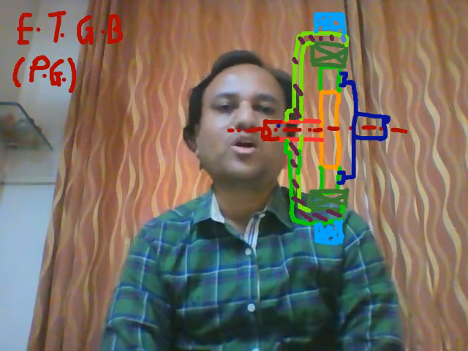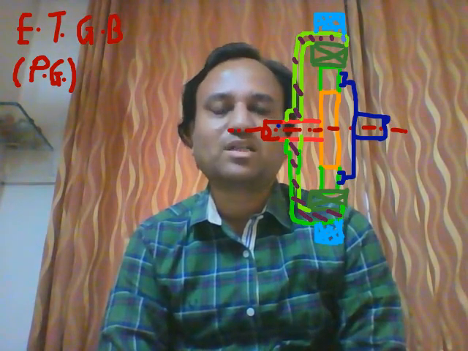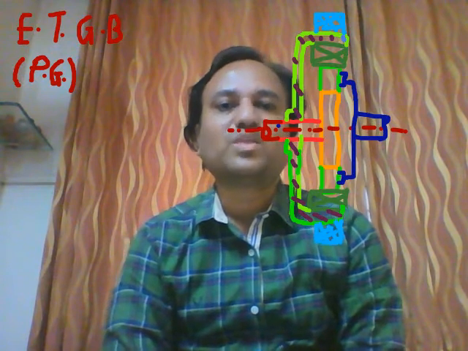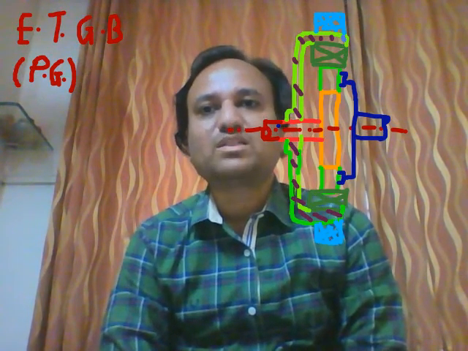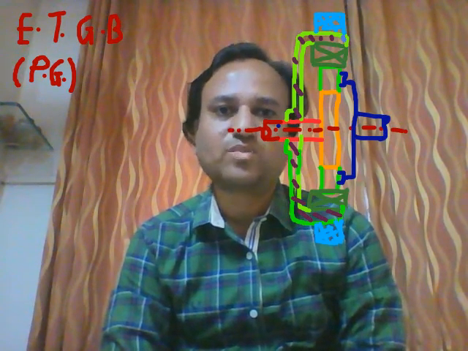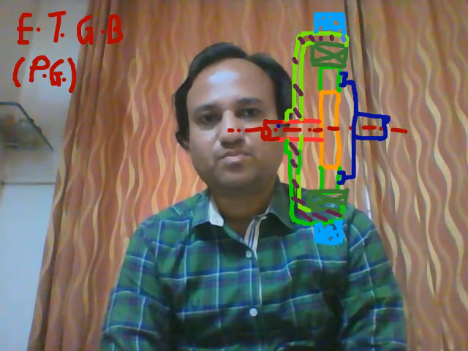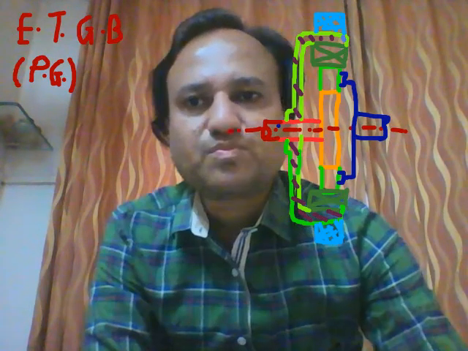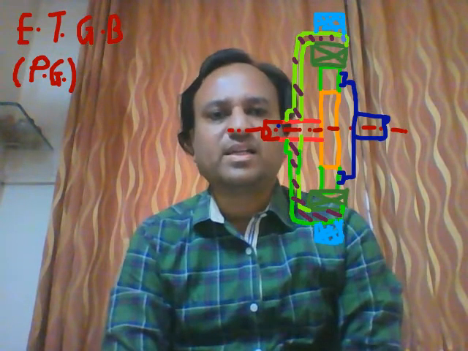Student, we already discussed the other manual gearboxes, that is sliding mesh gearbox, constant mesh gearbox, then synchromesh gearbox. The fourth one is the epicyclic train type of gearbox or planetary gearbox, popularly used in an automatic transmission. First we will discuss the construction details.